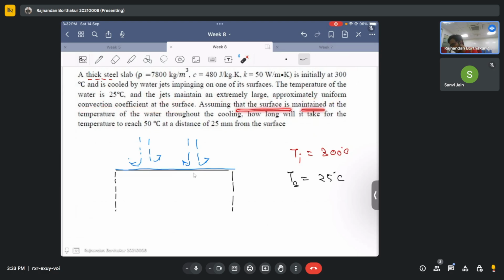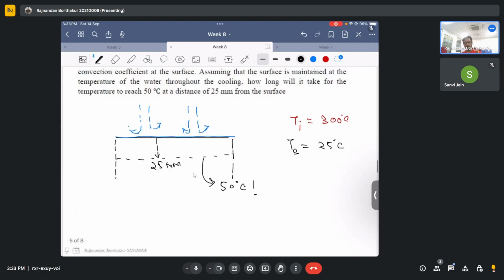Assuming that the surface is maintained at the temperature of the water throughout the cooling, which says that this surface is now at 25 degrees Celsius, they are asking how long it will take for the temperature to reach 50 degrees Celsius at a distance of 25 mm from the surface. So if you go up to a distance of 25 mm from the surface, how long will it take to reach 50 degrees Celsius? That is what they're asking.